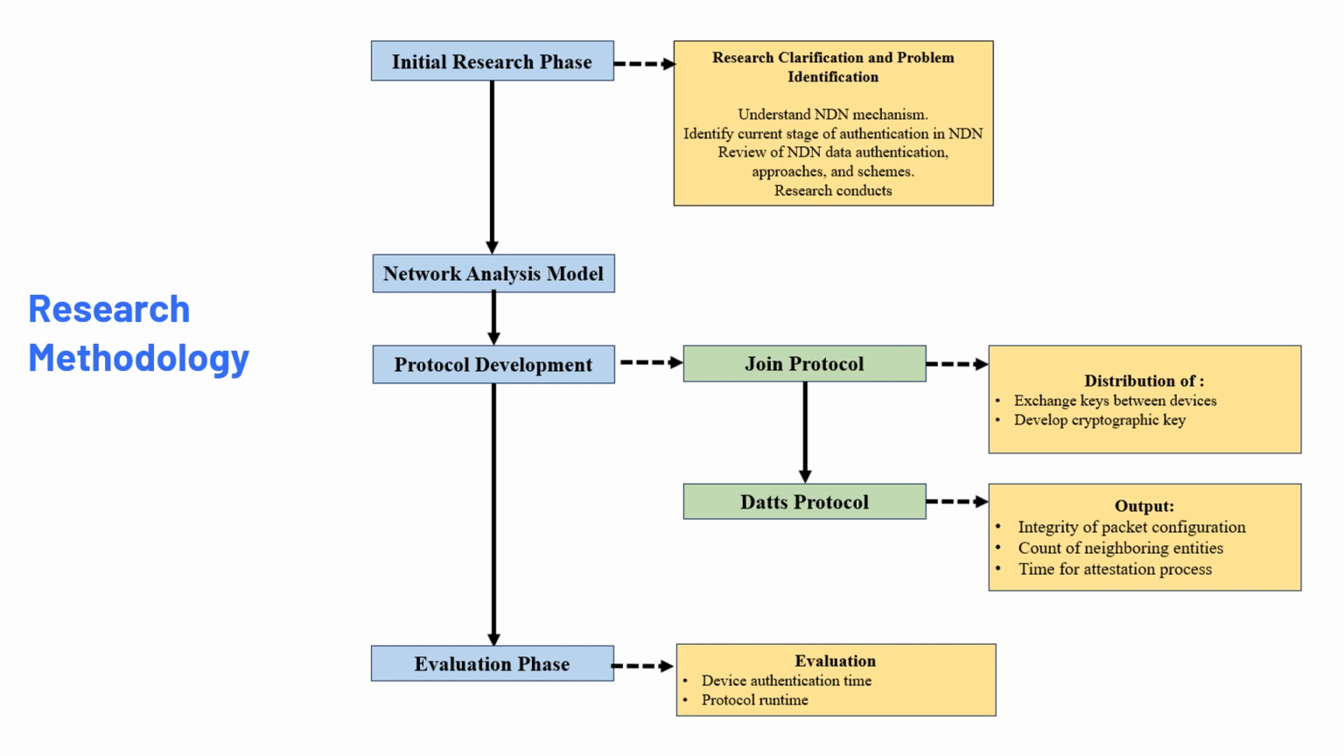And for protocol development, we develop 2 protocols: the joint protocol, which is used to distribute and exchange keys between devices and develop the cryptographic key, and the DAX protocol, where we get the output of integrity of packet configurations, count of neighboring entities, and time for the attestation process. Next, the last phase is the evaluation phase, where we evaluate the device authentication times and protocol runtime.